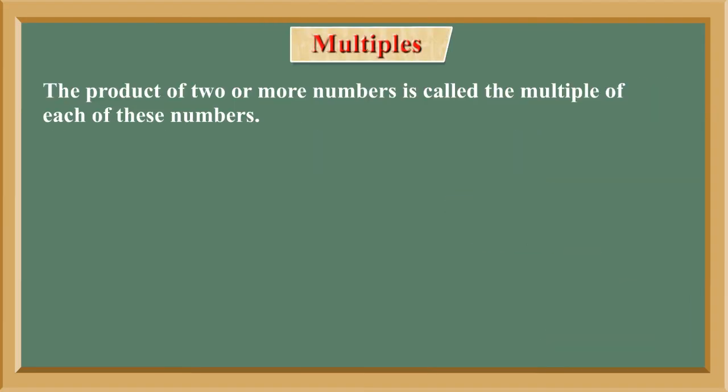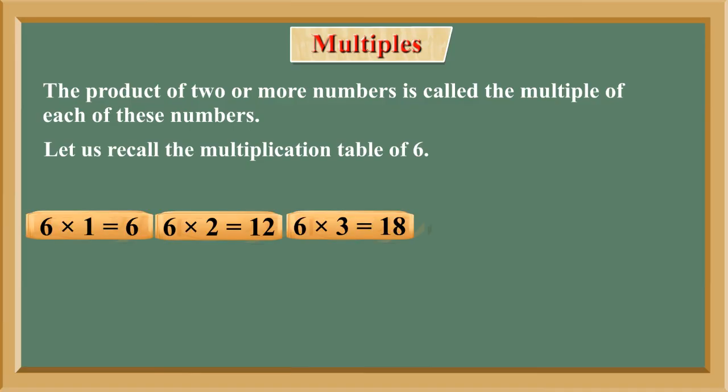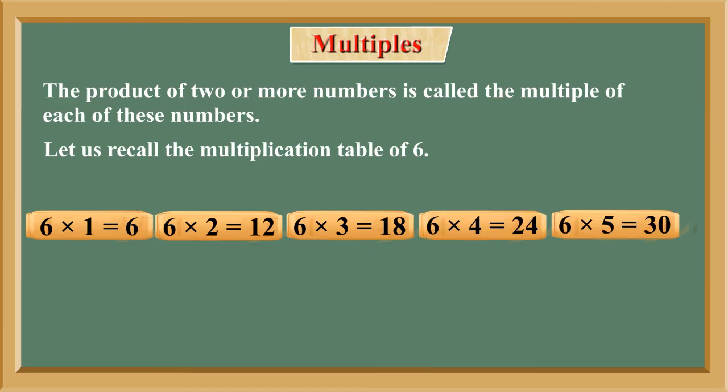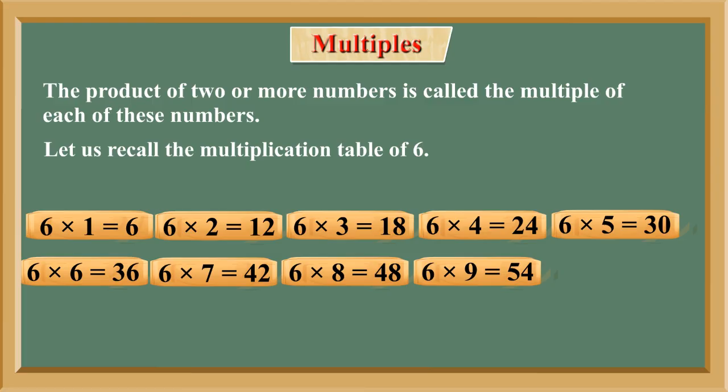Multiples. The product of two or more numbers is called the multiple of each of these numbers. Let us recall the multiplication table of 6. 6 ones are 6, 6 twos are 12, 6 threes are 18, 6 fours are 24, 6 fives are 30, 6 sixes are 36, 6 sevens are 42, 6 eights are 48, 6 nines are 54, 6 tens are 60.